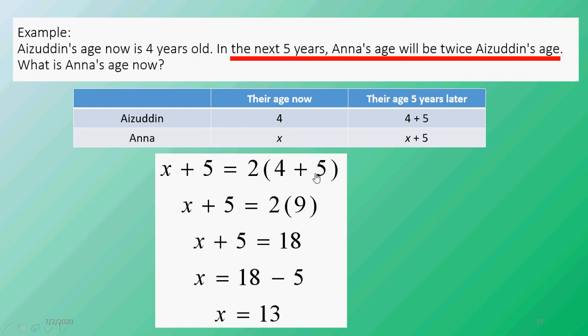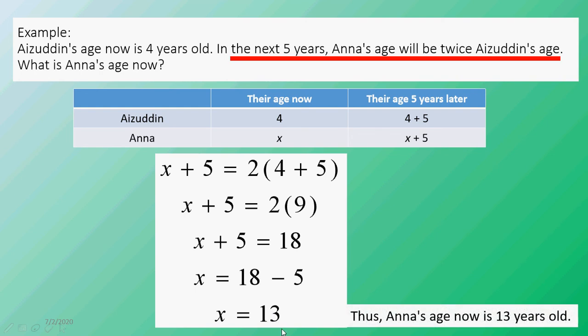Okay, so on the right hand side, you can see that 4 plus 5 equals 9, so you will have 2 in front of the bracket 9. This means multiply. At the left hand side, you cannot do anything, so simply write it back again, x plus 5. So next, you will have x plus 5 equals 18. From here, you can eliminate the plus 5 by subtracting 5 on the right hand side, to get x equals 18 minus 5 equals 13. So what is this value for? This is Anna's age now. She is 13 years old now. Okay. So hopefully by showing these few examples, you can get the idea of how to solve linear equations.